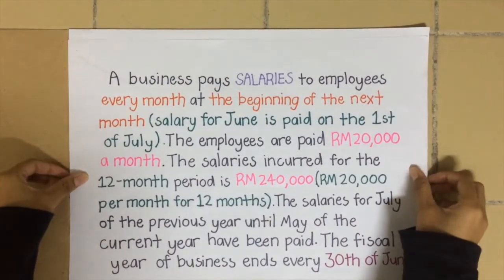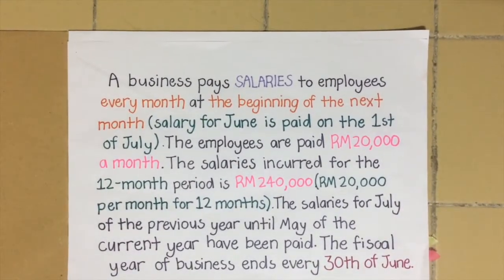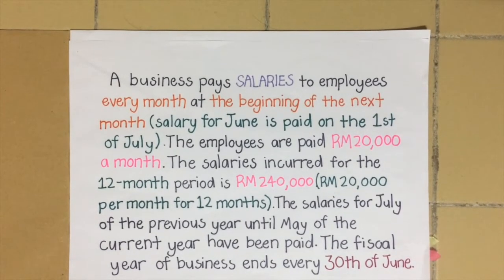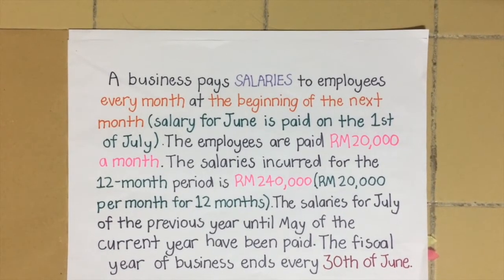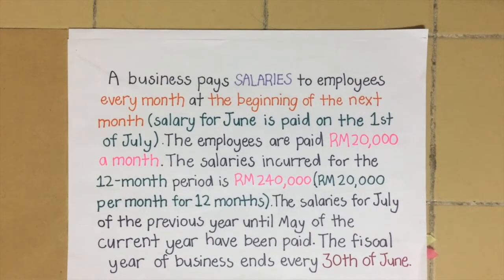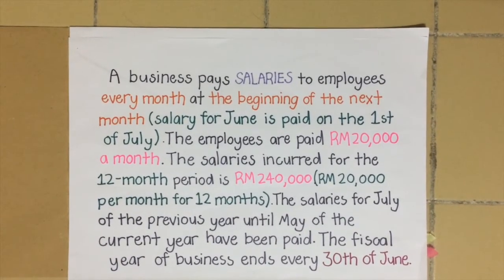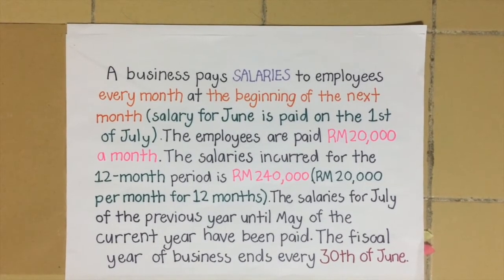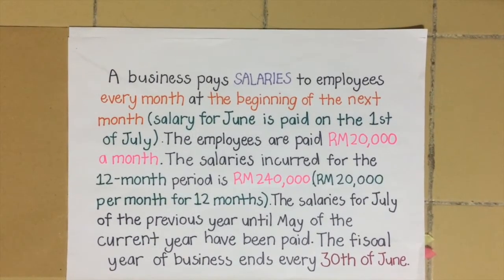To show you guys an example of accrued expense, here is a question. A business pays salaries to employees every month at the beginning of the next month. It means that salary for June is paid on the 1st of July. The employees are paid 20,000 ringgit a month. The salaries incurred for the 12-month period is 240,000 ringgit because 20,000 ringgit per month for 12 months.